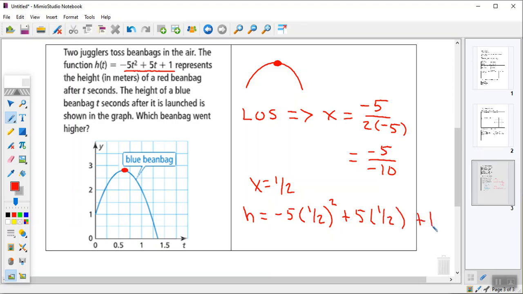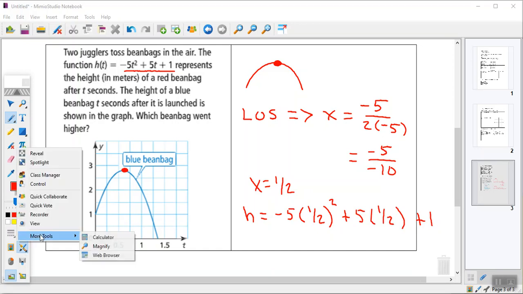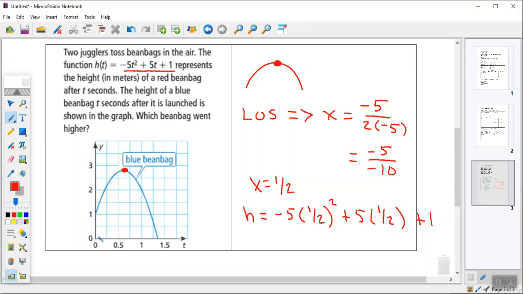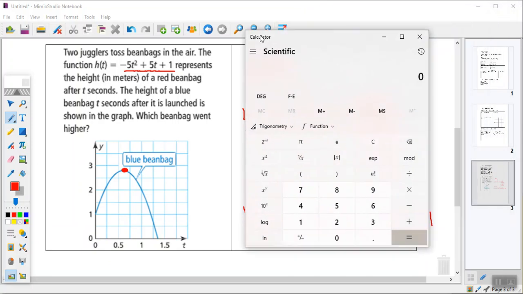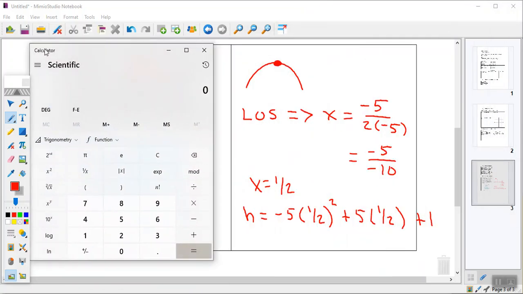All right, so I'm going to pull my calculator here. I'm going to try and type this in just like that. So give me a second. In my calculator, I'm going to type in exactly what I wrote down. I'm going to type in negative 5 times 1/2 squared.